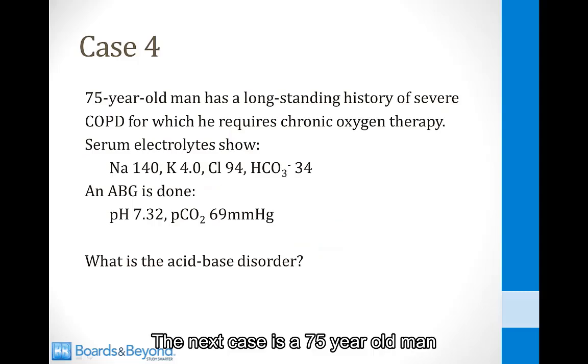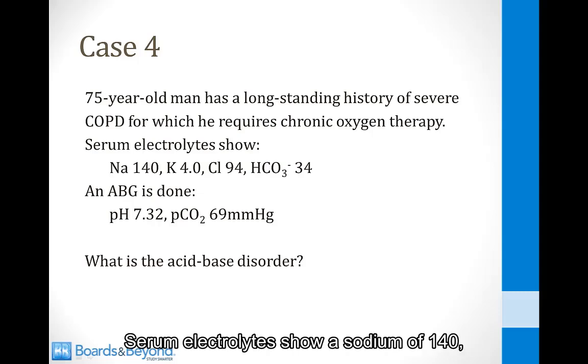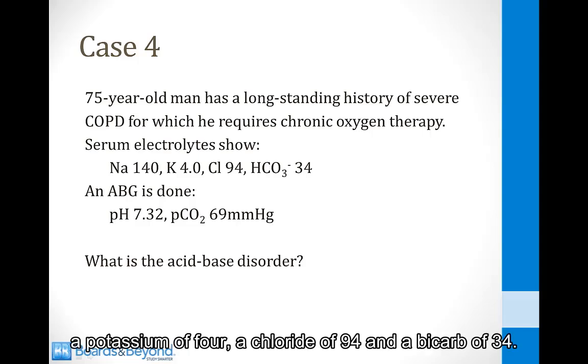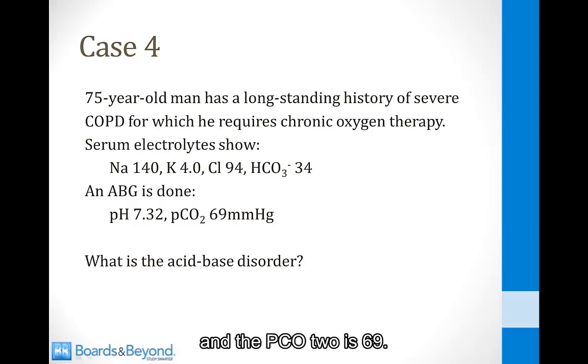The next case is a 75-year-old man who has a long-standing history of severe COPD for which he requires chronic oxygen therapy. Serum electrolytes show a sodium of 140, a potassium of 4, a chloride of 94, and a bicarb of 34. An arterial blood gas is done and the pH is 7.32 and the PCO2 is 69. What is the acid-base disorder?